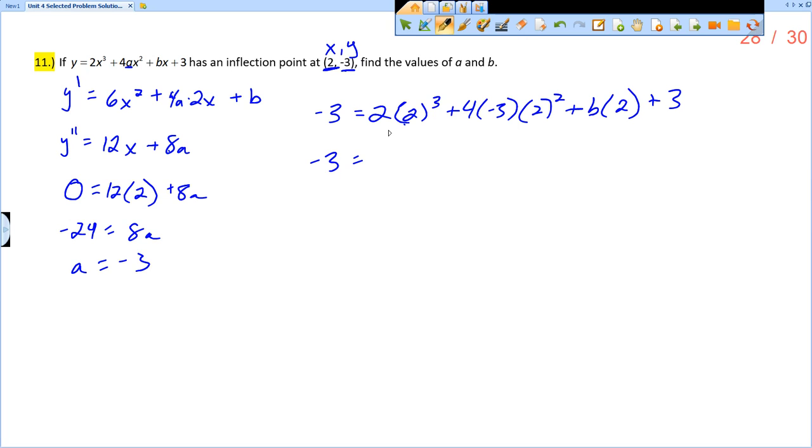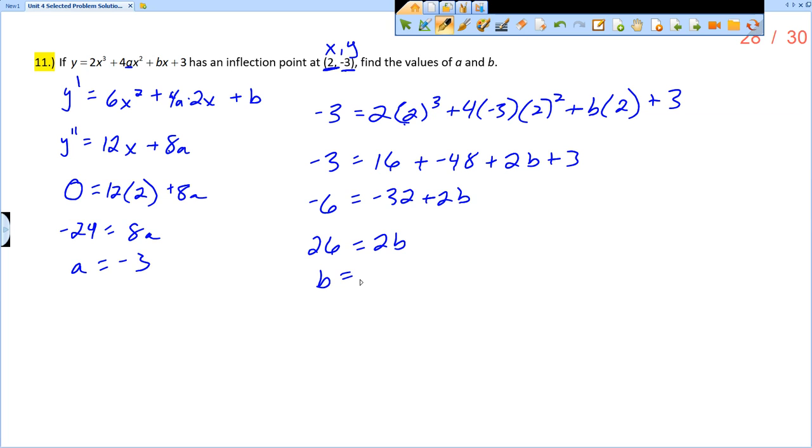So negative 3 equals 2 times 2 cubed. So 2 cubed is 8 times 2 is 16, plus 4 times negative 3, that would be negative 12 times 4 is negative 48, plus b times 2, so 2b, plus 3. All right, so now I'm going to subtract 3. So I get negative 6 equals, all right, now I've got 16 minus 48, so that would be negative 32 plus 2b. So now I'm going to add 32, so this gives me 26 equals 2b. So divide by 2, b equals 13.